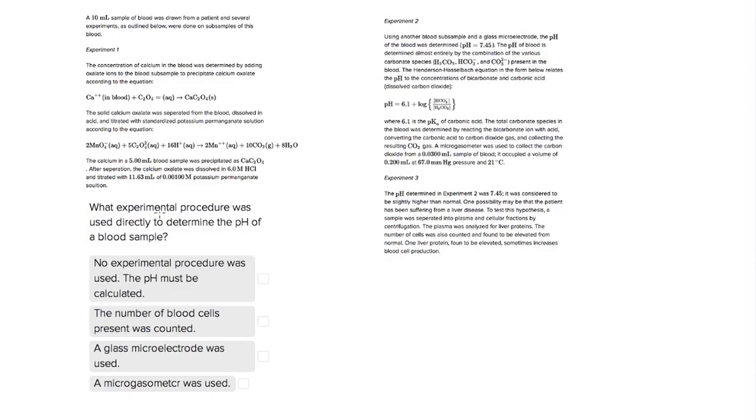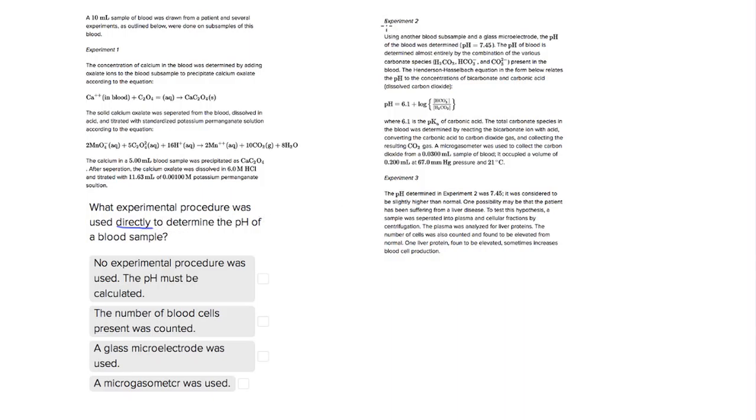The question is asking us which experimental procedure was used directly, so this is the keyword, directly, to determine the pH of a blood sample. What the question is going to trick us up with is it's going to mention things that are used in these experiments, but we want to see what has the direct influence on measuring this pH in the blood.